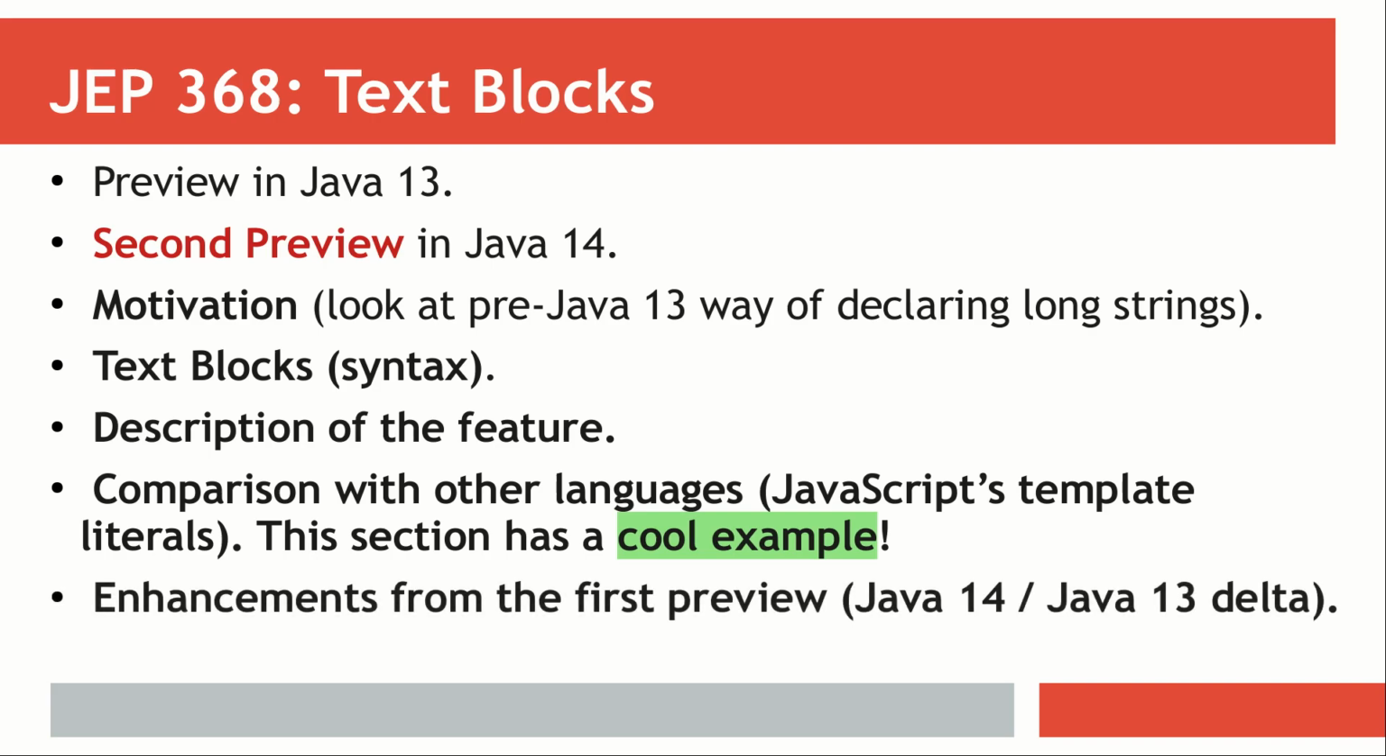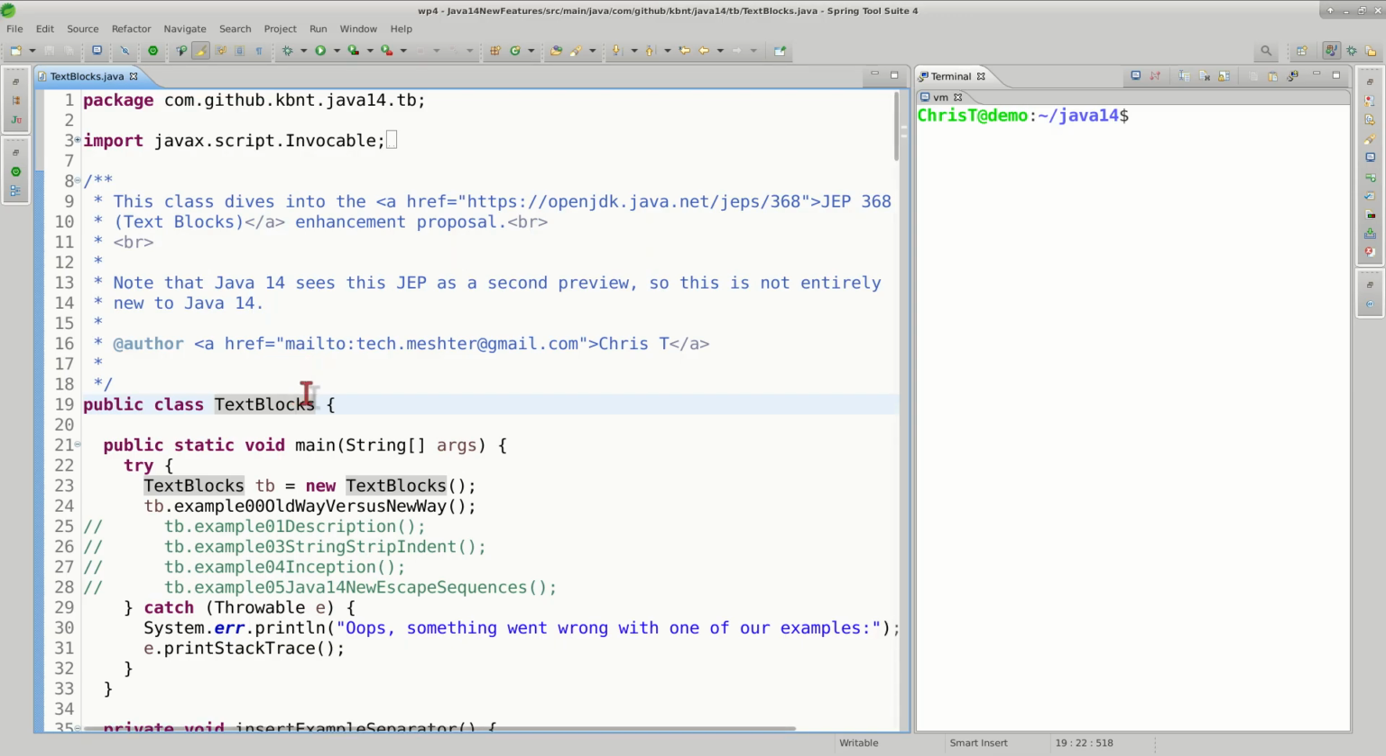As I said, this is a second preview for Java 14. We had it in Java 13 already, and there are going to be some enhancements between these two versions. And last but not least, maybe a little bit less important, we're going to briefly look at some new string APIs. The source code for these examples is hosted in class TextBlocks, available in package com.github.kbnt.java14.tb.